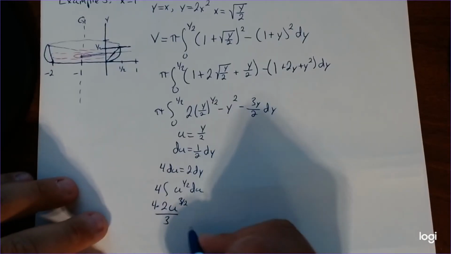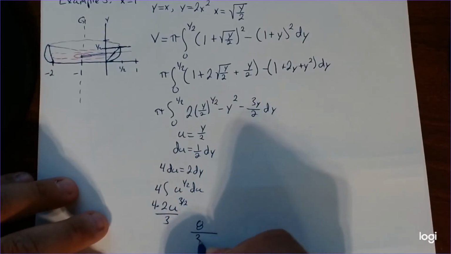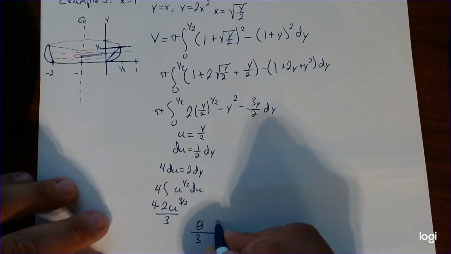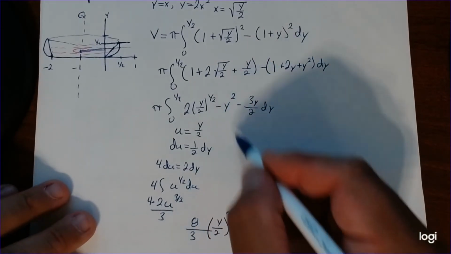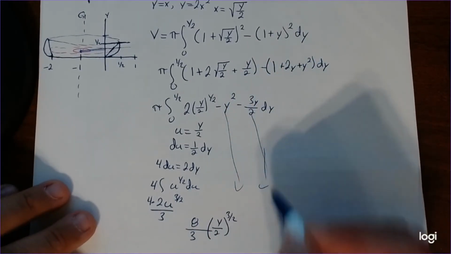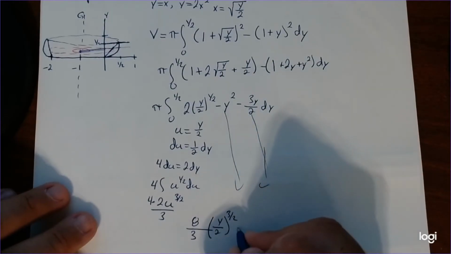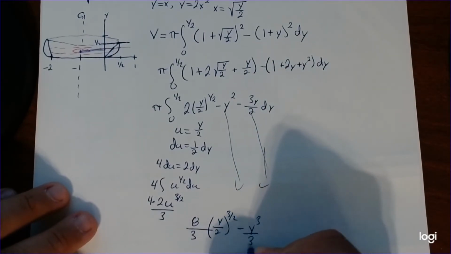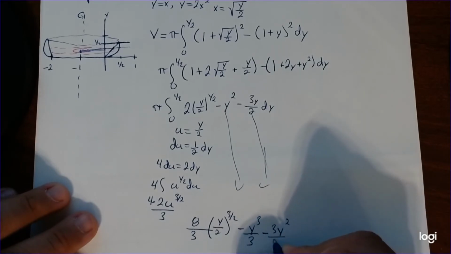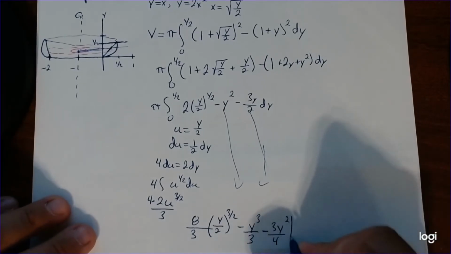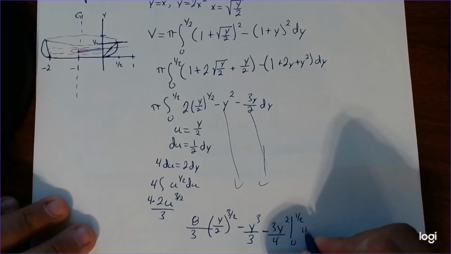So plugging back in, this is going to be 8 over 3 times u to the 3/2, so times y over 2 to the 3/2 power, and everything else we just bring down accordingly. So this can be minus y to the 3rd over 3 minus y squared over 4, evaluated at 0 and 1/2, times pi.